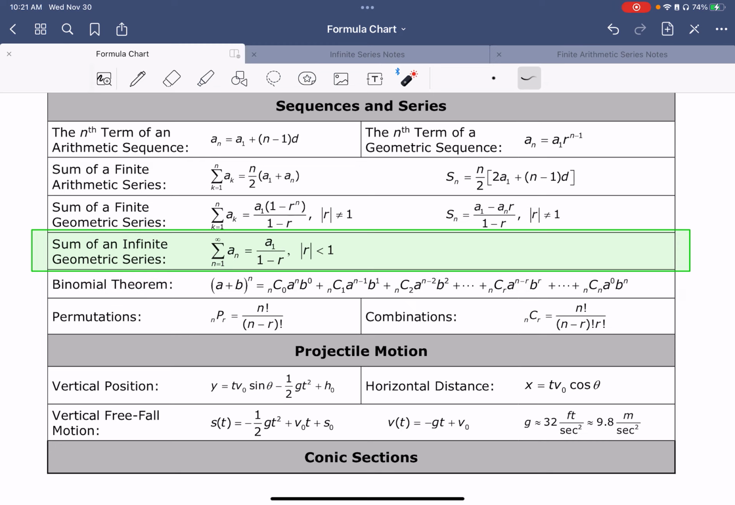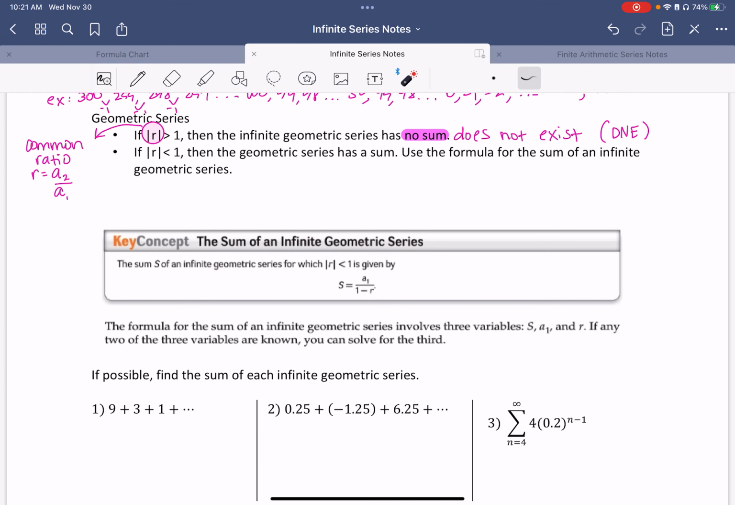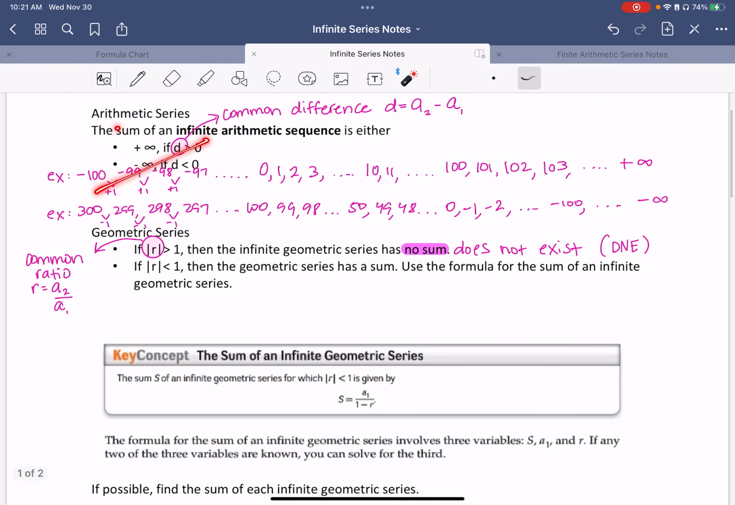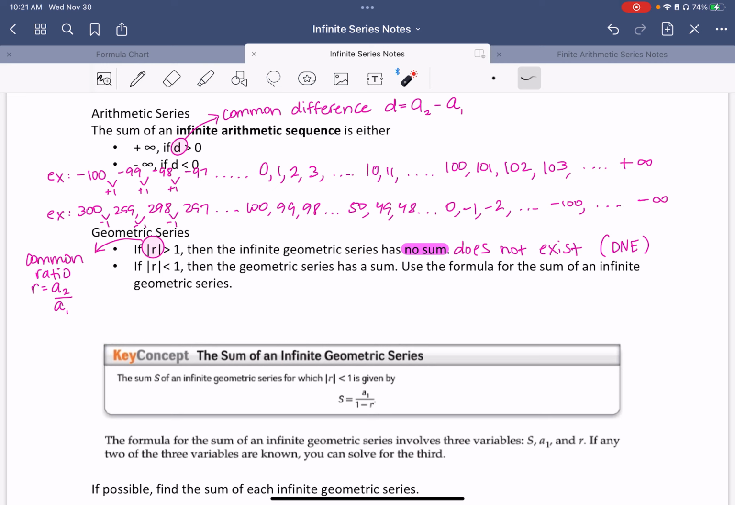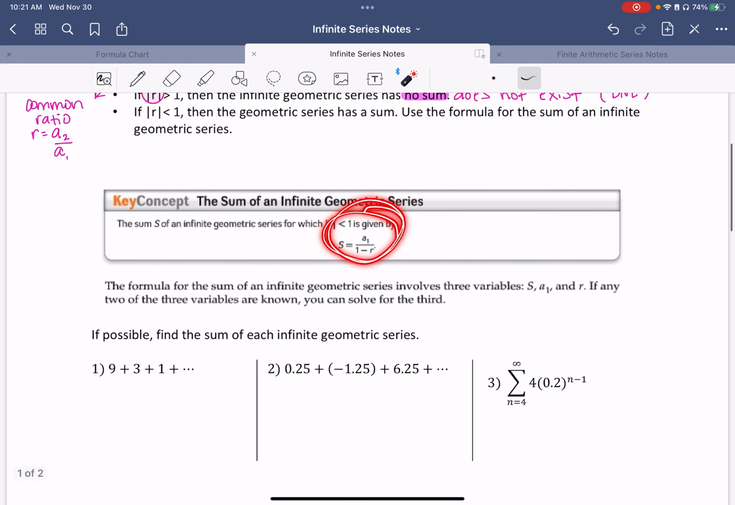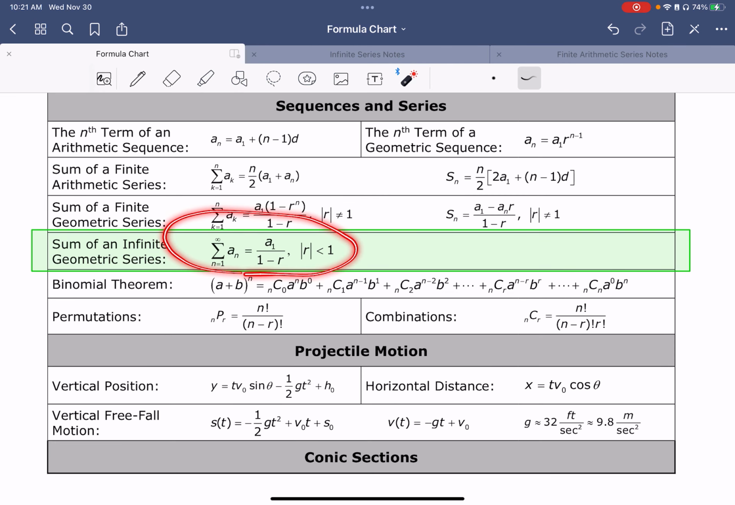So they're also expecting you to remember that if the absolute value of r is greater than 1, there's no sum. So they're not giving you this, and they're not giving you this. All they're going to give you is this right here. So those are still 3 things that you need to remember on your own. But this formula is on your formula chart, like I said, right here.